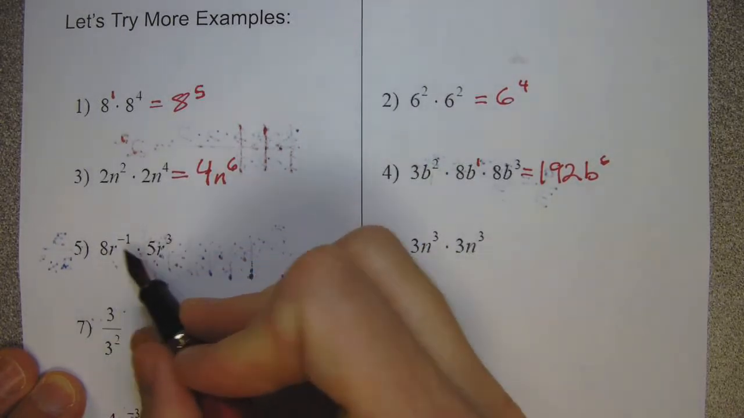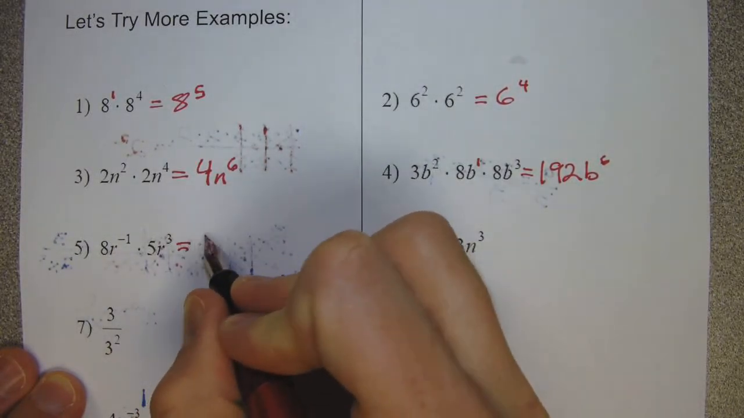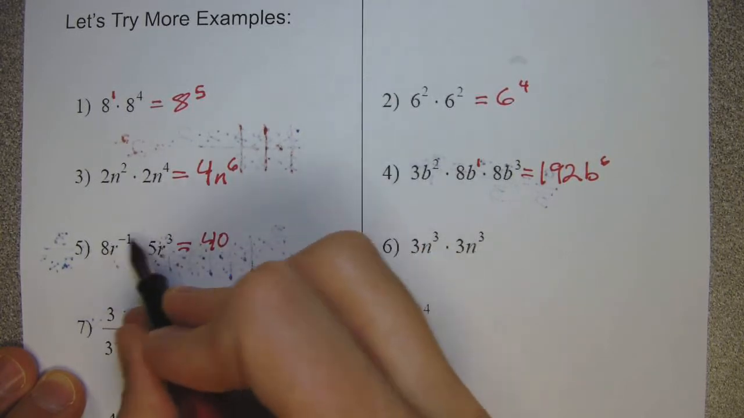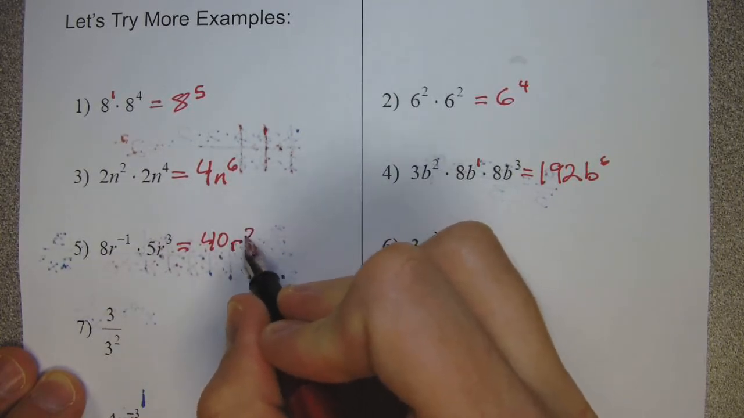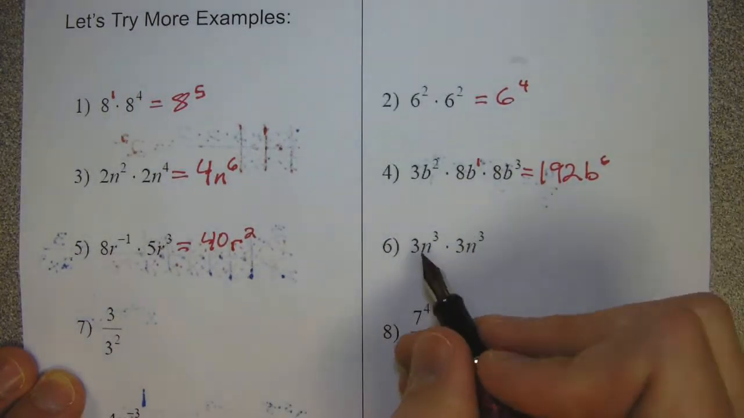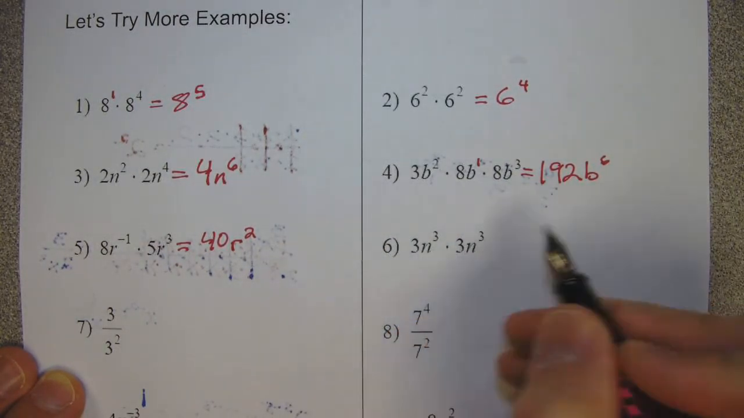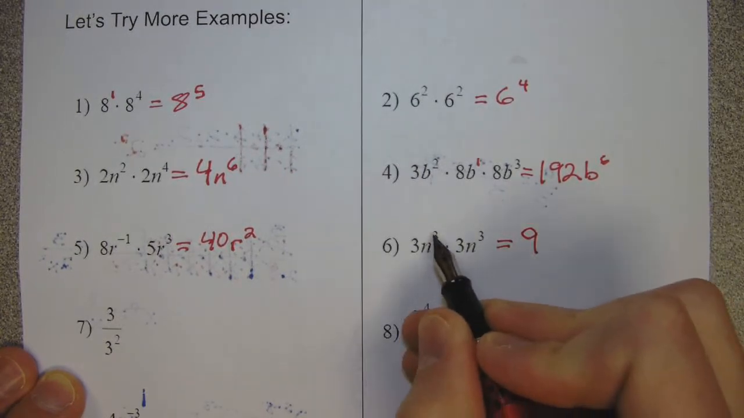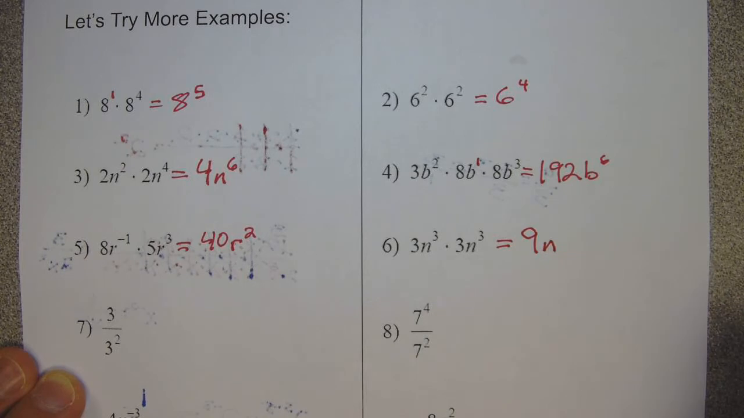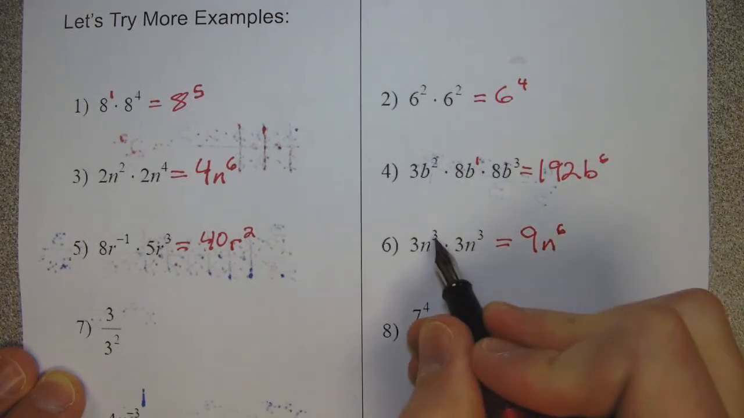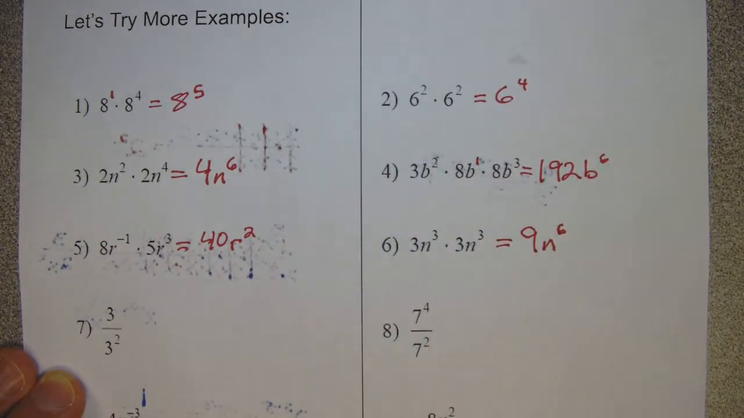Let's try number 5. I've got 5 and 8, so we can multiply those together and get 40. I've got r to the negative 1st, r to the 3rd. If we add those together, we get r to the 2nd. Again, negative 1 add 3 is 2. Right? I've got 3 and 3, so 3 times 3 is 9. Coefficients we multiply just as we would normally. N to the 3rd, n to the 3rd, so a common base. Keep that base. 3 and 3 make 6. Remember, we're adding exponents, not multiplying them.